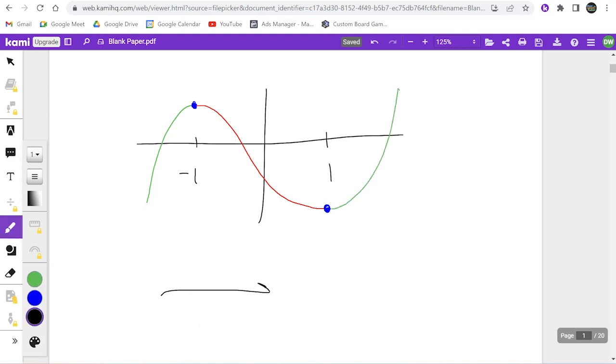This, again, corresponds to my number line that I just wrote a minute ago, positive, negative, positive. And as you can clearly see, positive slopes followed by negative slopes is a max. Negative slopes followed by positive slopes is a minimum. Any questions on that?